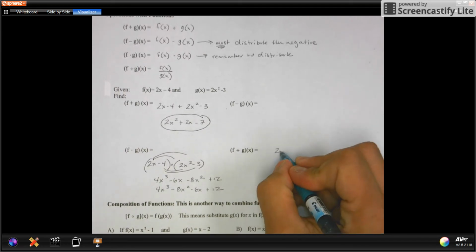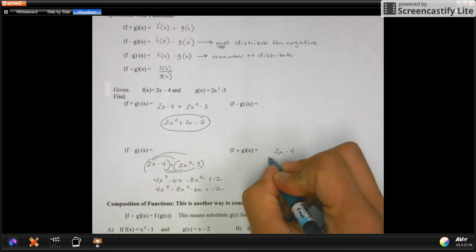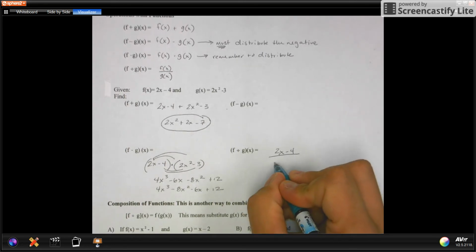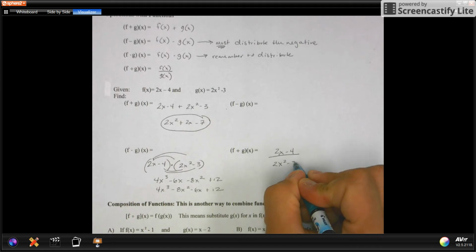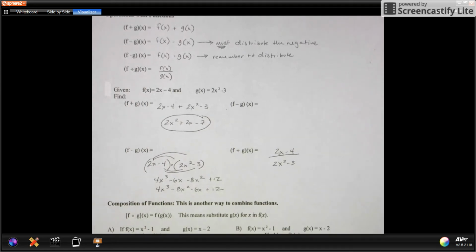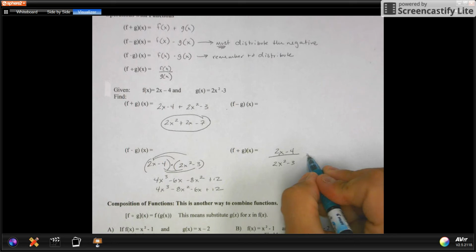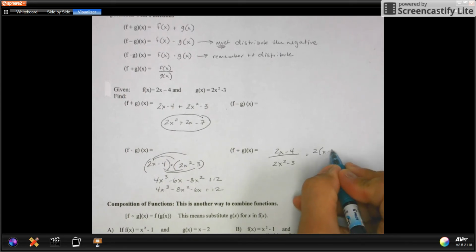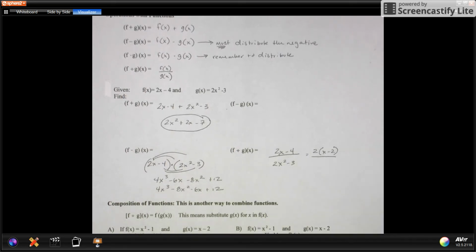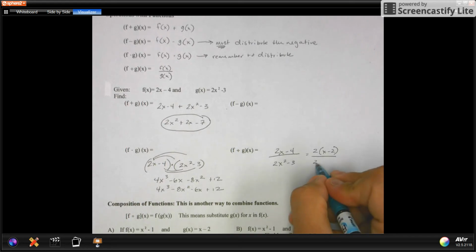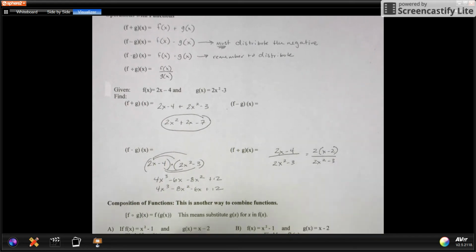Division, I'm going to take f of x and divide it by g of x. Okay, and then I just need to look to see if I can simplify. Well, up top, I can take out a 2. Down below, can't really do anything. And there's my final answer.